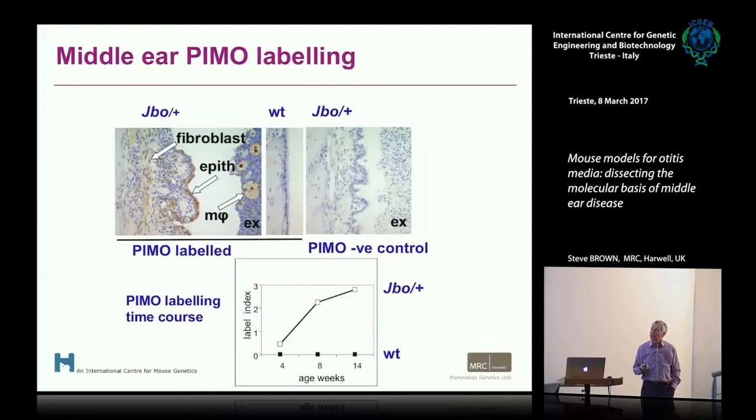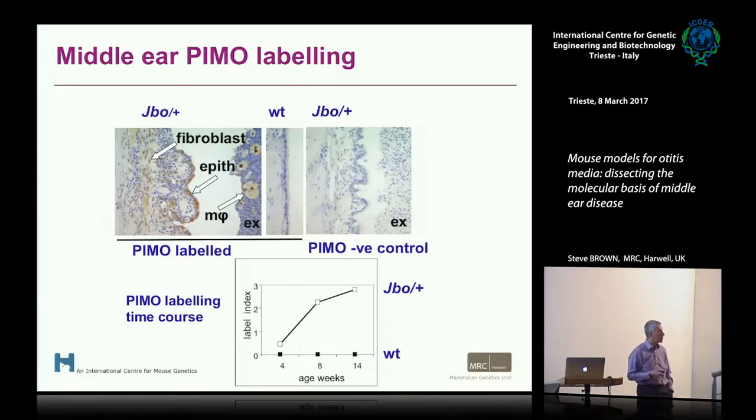We can use a compound called pimonidazole, which labels both hypoxic epithelia and cells. Here's the Jumbo mice. You can see the brown labeling of pimonidazole. This actually increases as the Jumbo mice develop chronic otitis media between 4 and 8 weeks. You can see the wild type here. You can see the negative control. In the wild type, the middle ear epithelium is not inflamed, unlike the Jumbo. It's highly inflamed, full of fibroblasts here. You can see the macrophages in the pus-filled exudate in the middle ear cavity. And all of this is highly hypoxic.